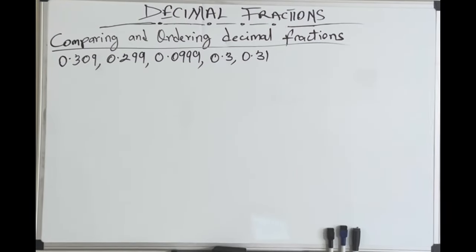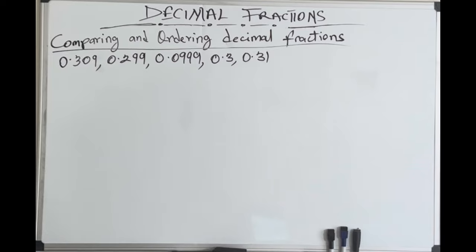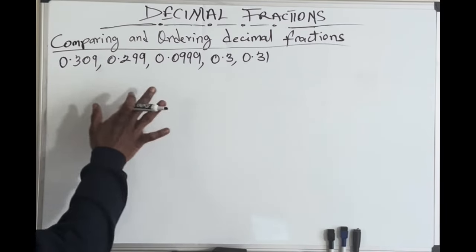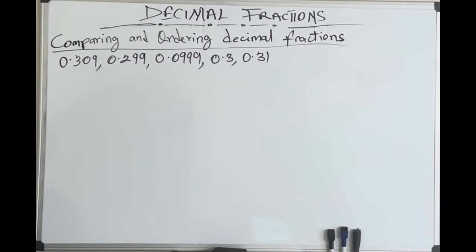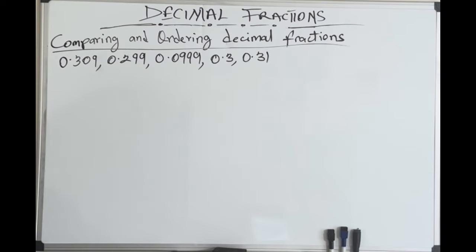Comparing and ordering decimal fractions. In a decimal fraction, the position of the figures is important as well as their size. You have to take this into account when you are comparing and ordering decimals. So for example, as we have these numbers, 0.309, 0.299, 0.0999, 0.3, 0.31, when you are working something like this, we are told to arrange them from the smallest to the biggest.